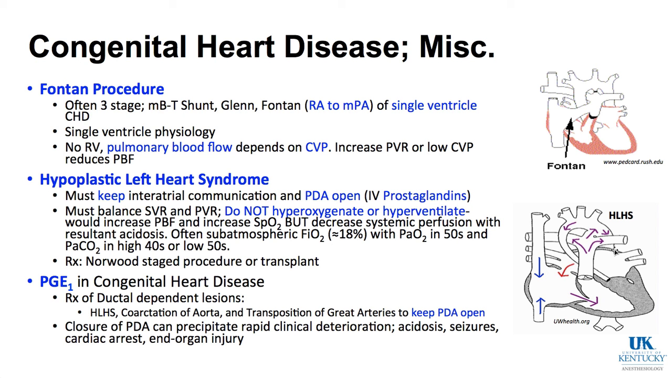PGE1 in congenital heart disease is another keyword topic, or prostaglandins. Remember, prostaglandins can keep the ductus open, and there are lesions called ductal dependent lesions in which you want to keep the ductus open. HLHS, hypoplastic left heart, we just talked about. Coarctation of the aorta, transposition of the great arteries, those are examples where we want to keep the PDA open. If the PDA closes in a patient with HLHS, there can be rapid deterioration, acidosis, and cardiac arrest and death.